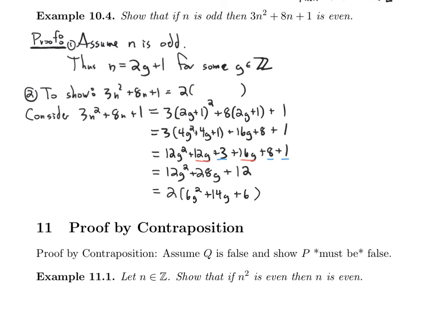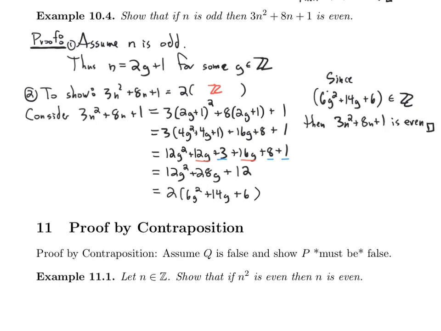And then we can write a little sentence at the end. This is indeed an integer here. So we can say since 6g squared plus 14g plus 6 is indeed an integer, we know that 3n squared plus 8n plus 1 is even. And we're done.